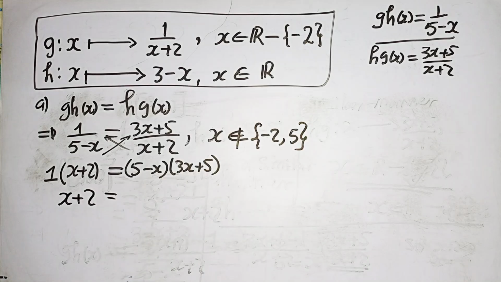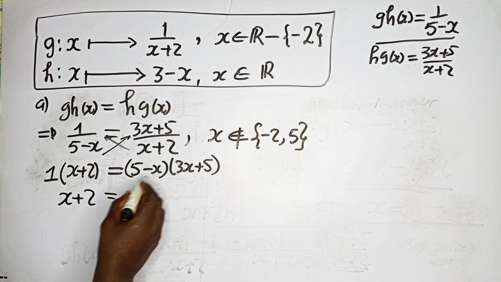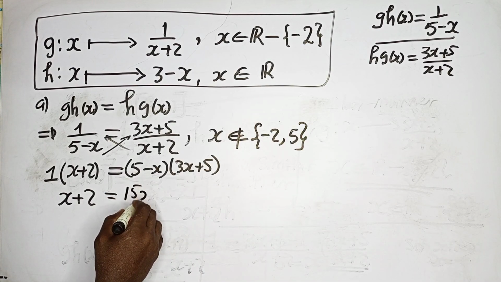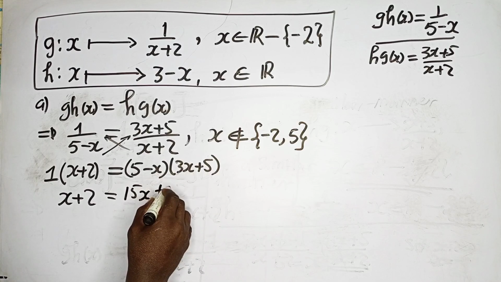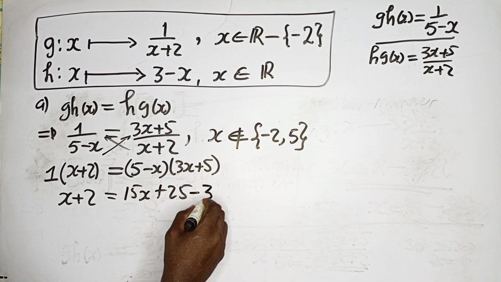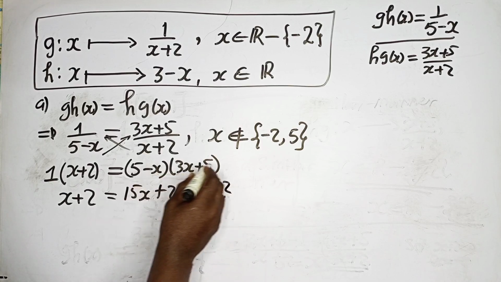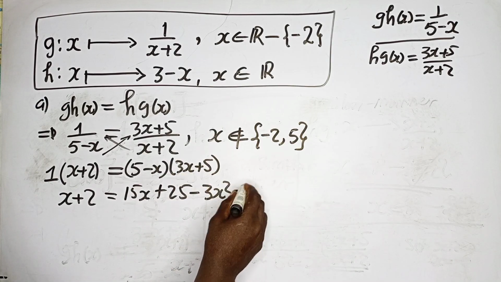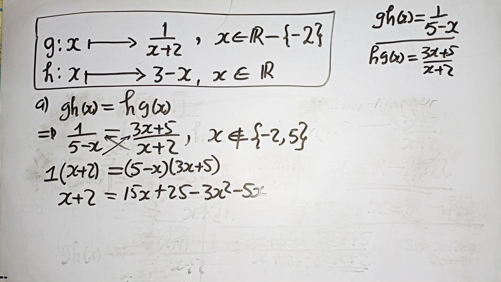Now open up this parenthesis. 5 multiplied to 3x is 15x. 5 multiplied to 5 is 25. Negative x multiplied to 3x, negative 3x squared. Negative x multiplied to 5 is negative 5x. We are beginning to see a quadratic in terms of x. The highest power is 2. So we have to rearrange everything to obtain the quadratic that is hiding.